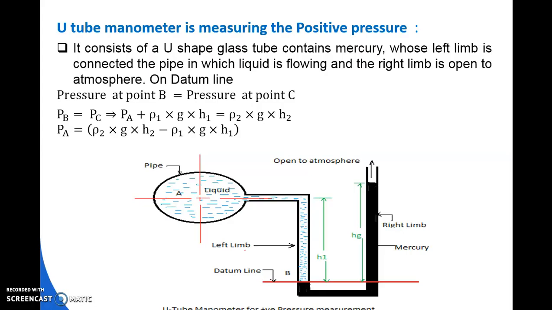Now, to modify or rectify the measurement of pressure so that we can measure both positive pressure and negative pressure, we are going to use another form of manometer, that is the U-tube.